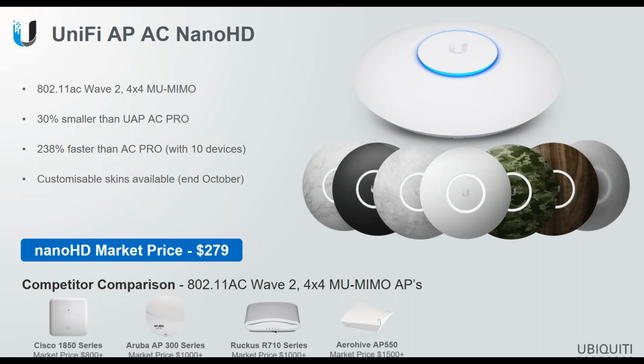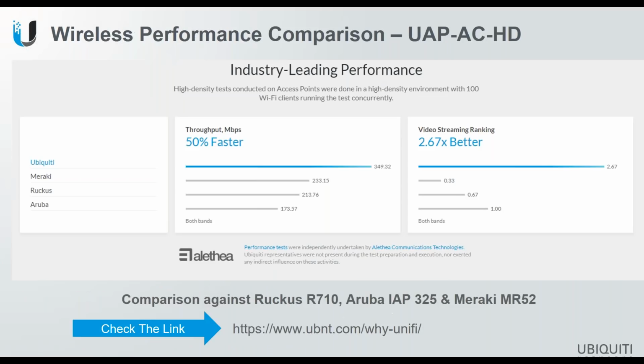How does it stack up in terms of performance though? If we were to look at the AC-HD versus a Ruckus R710, Aruba IAP-325 and a Meraki MR52. On the first graph on the left, you can see they did just a straight TCP download test with 100 clients. And they found the Ubiquiti device performed the best with 349 meg of aggregate throughput, meaning about 3.5 meg for every client with 100 clients on a single AP.